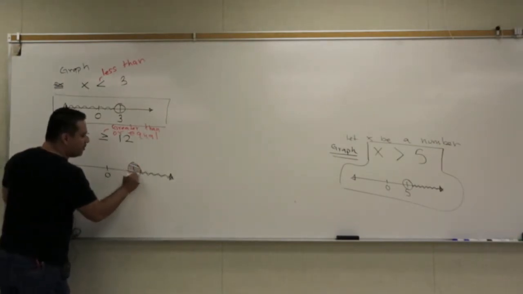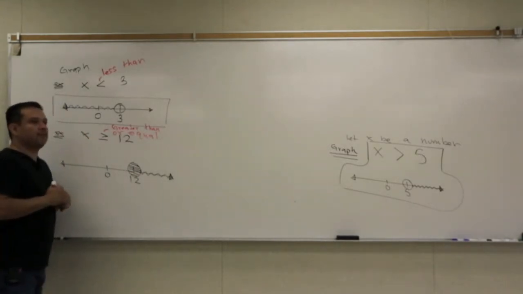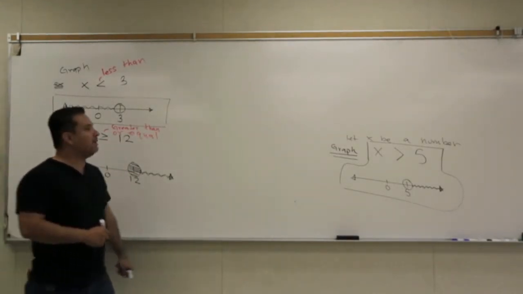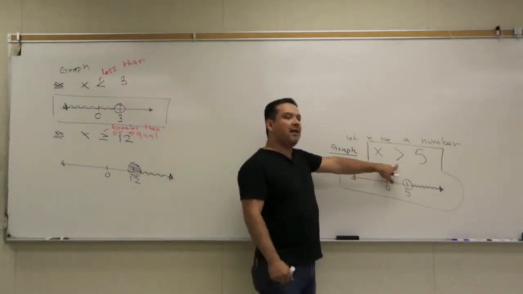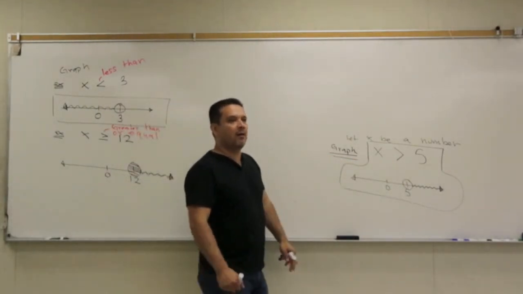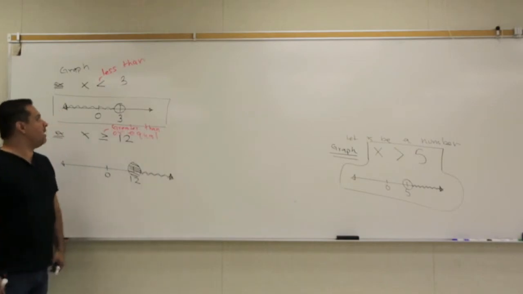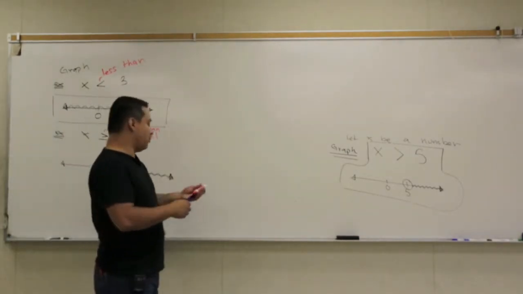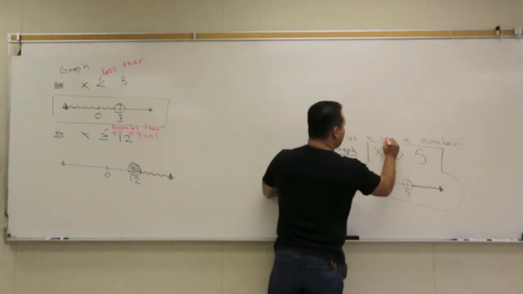You guys remember this high school notation, right? You get the shaded dot because we include the 12. You get the non-shaded dot because we do not include the 5 over here. Okay, so this is kind of what you'll see. Less than, greater than, or equal to. This was greater than.